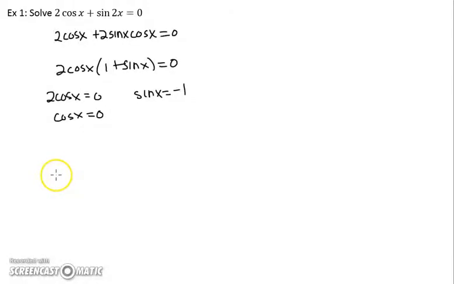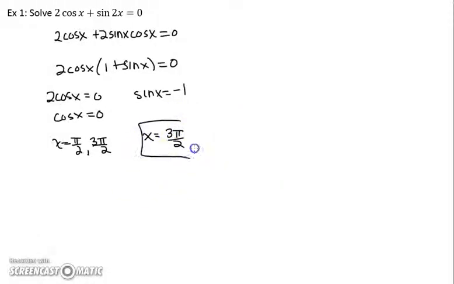So if we look at the unit circle, cosine of x equals 0 when x equals pi over 2 and 3 pi over 2. And sine of x equals -1 when x is equal to 3 pi over 2. So we have 3 pi over 2 listed twice, so really we can get rid of that because it's already listed here.